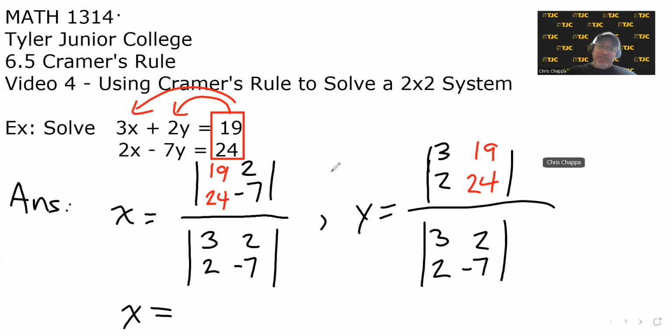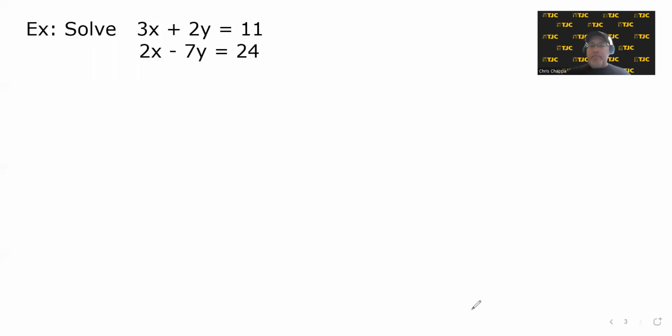So we're going to change the system just a little bit. We're going to replace the 19 with 11, and we're going to solve it again. And this time I want to show you how efficiently this should be able to go. Give me 1 second to get it set up.